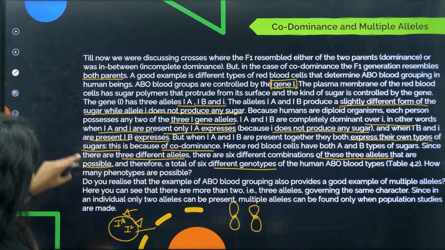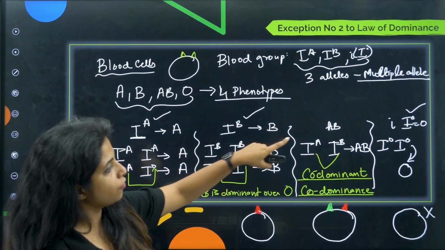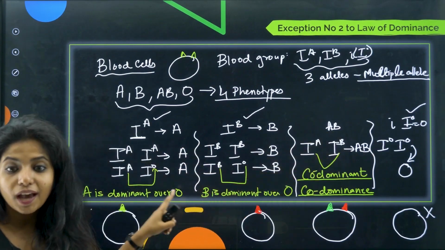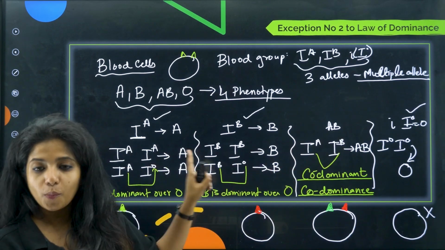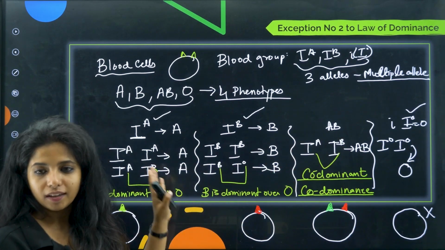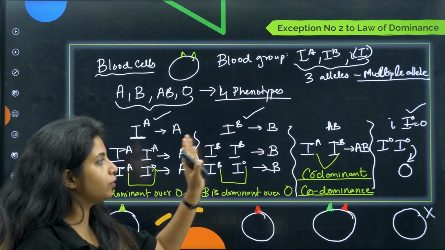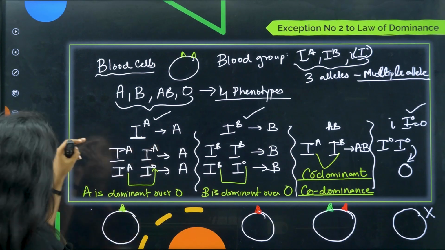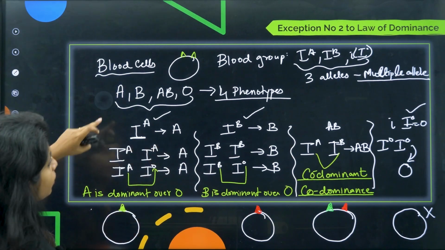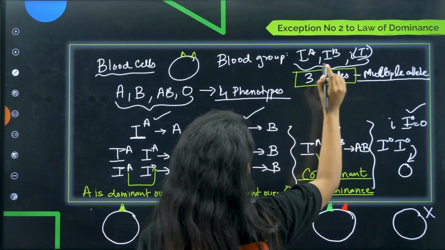So, let's see, do we have 6 different genotypes? 1, 2, 3, 4, 5, 6. We have 6 different genotypes that are possible over here. 6 different combinations that can happen in our body, whatever blood group we are having. So, in total, if you talk about blood groups, the total genetic combinations are what I am writing. Basically it has 3 alleles, which is why it is known as multiple alleles.